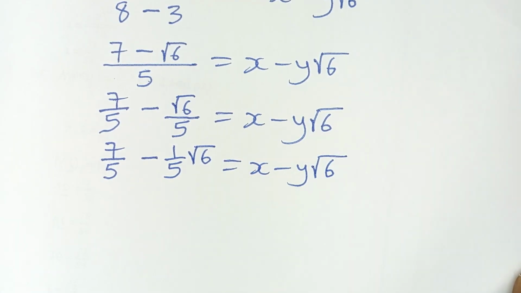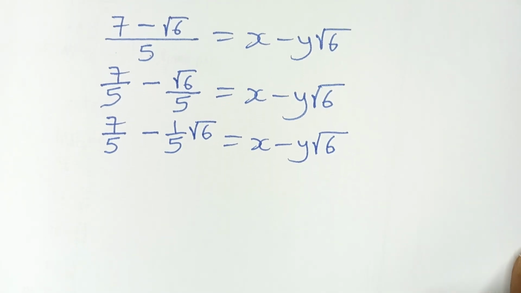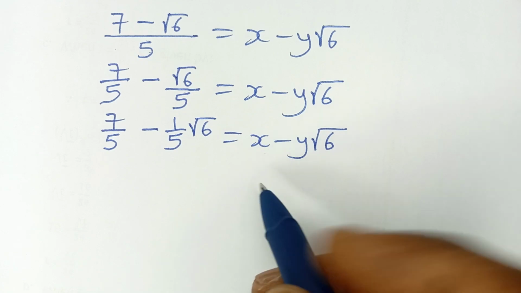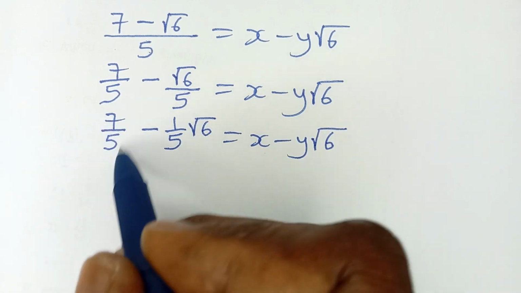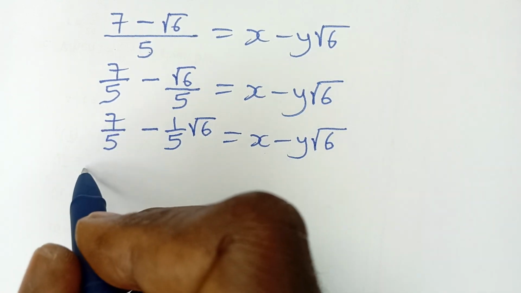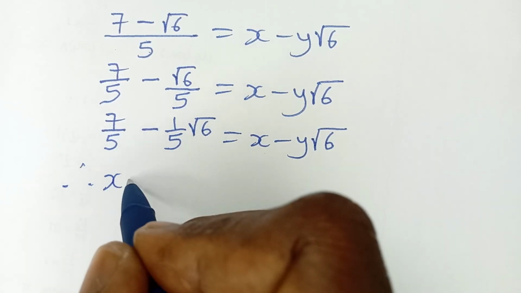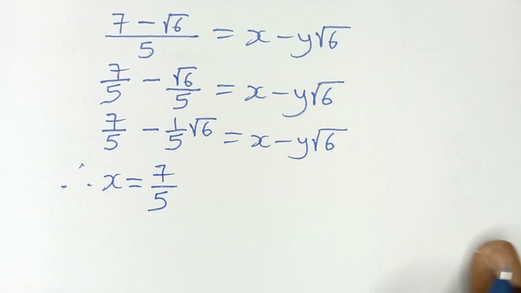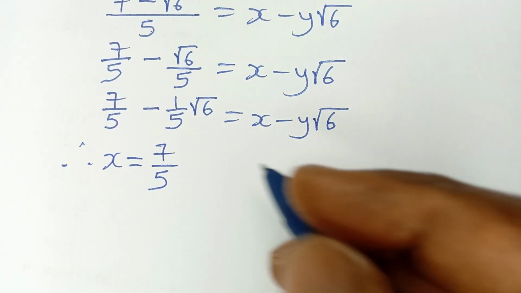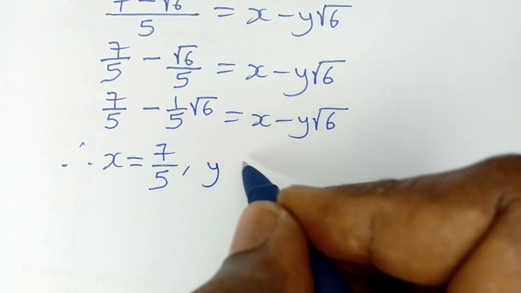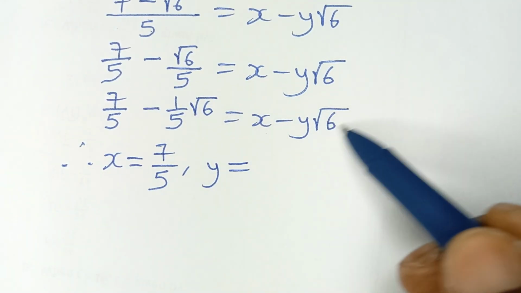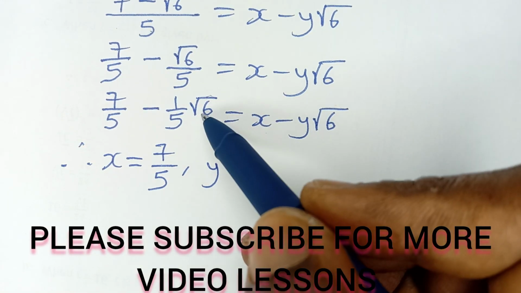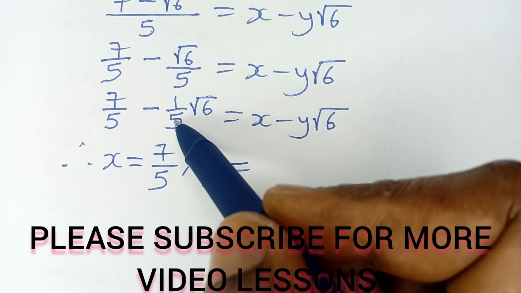So finally, we are to compare the terms now, the left-hand side and the right-hand side, in order to get the value of x. So this term without the root sign is equal to x. So I can finally say, therefore, x is equal to 7 over 5. That's the value of x. And what is y? The root 6 part is also root 6 here. So y is the number multiplying root 6. So y is equal to negative.